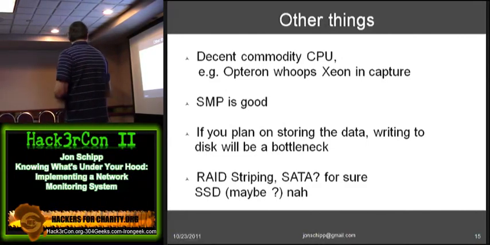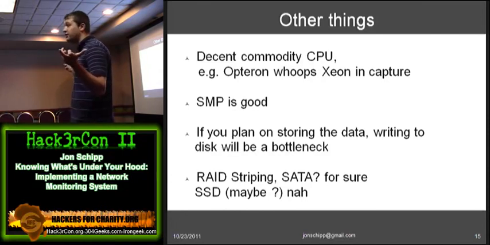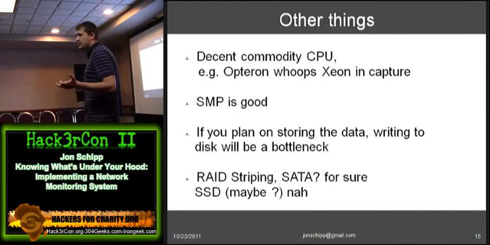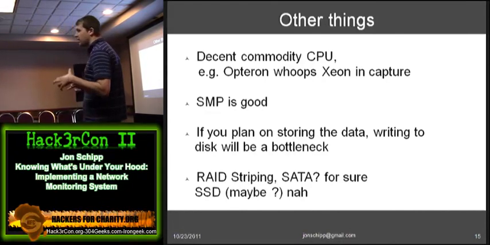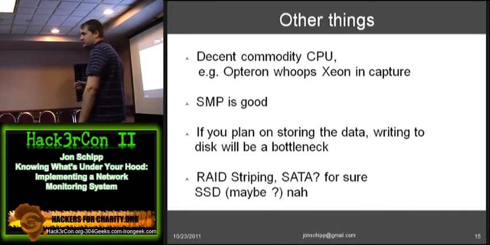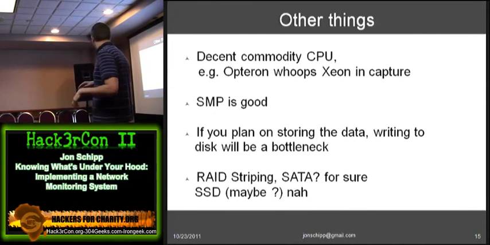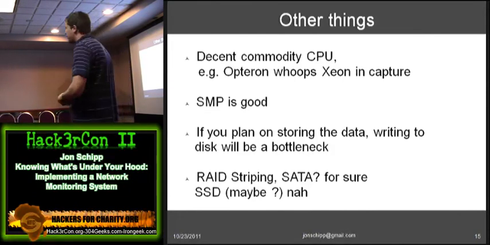All right, other things, using a commodity CPU. If you have a choice between the Opteron and the Xeon, definitely go with the Opteron. It's much quicker. There are some academic papers I've encountered on packet capture where these guys were testing between these two CPUs, and the Opteron whooped on all operating systems. They tested FreeBSD and Linux, but in all tests, the Opteron outperformed the Xeon.